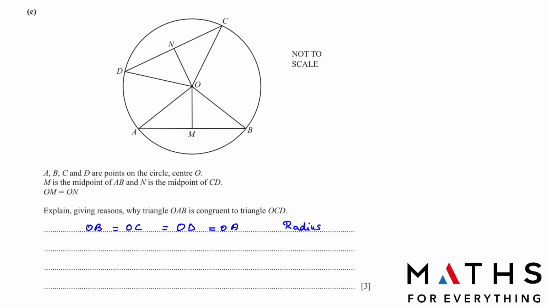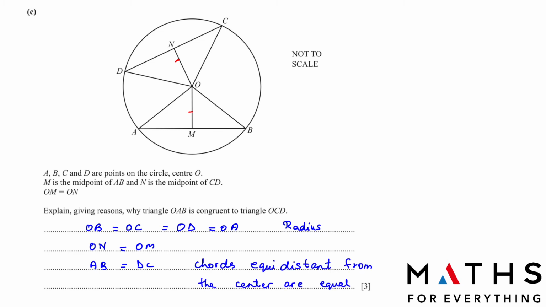Then the other thing we know is ON is equal to OM. That is given to us. Therefore, AB is equal to DC. The reason being chords equidistant from the center. So this is a chord DC and this is a chord AB. They are equidistant from the center. ON and OM are the same, given to us. Therefore, chords equidistant from the center are equal. Therefore, AB is equal to DC.